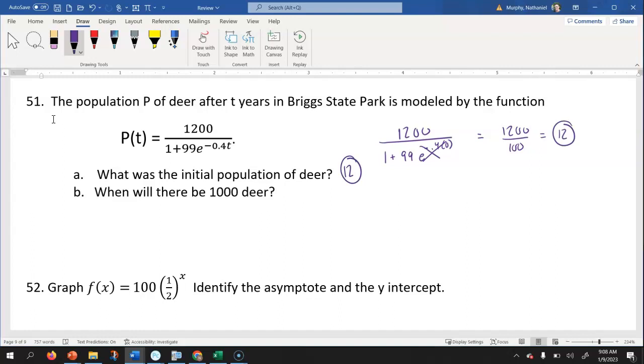Now for part B, this one's going to involve a little bit more work. We want to figure out when there will be 1,000 deer. So now we're trying to figure out how long it's going to take for the total to be 1,000. So we need to solve this equation. To solve the equation, we're going to multiply both sides by 1 plus 99e to the negative 0.4t.